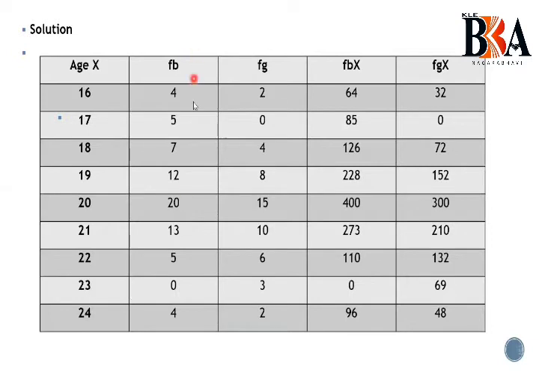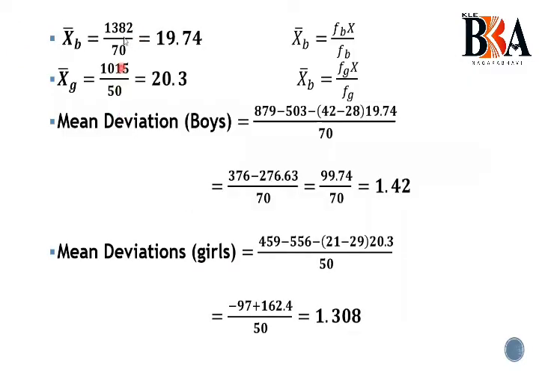You have to get the total of boys, the total of girls, and also your fbx and fgx. If you take the total, it will be easier for you to find the answer with your formula, right? The total I have written here.